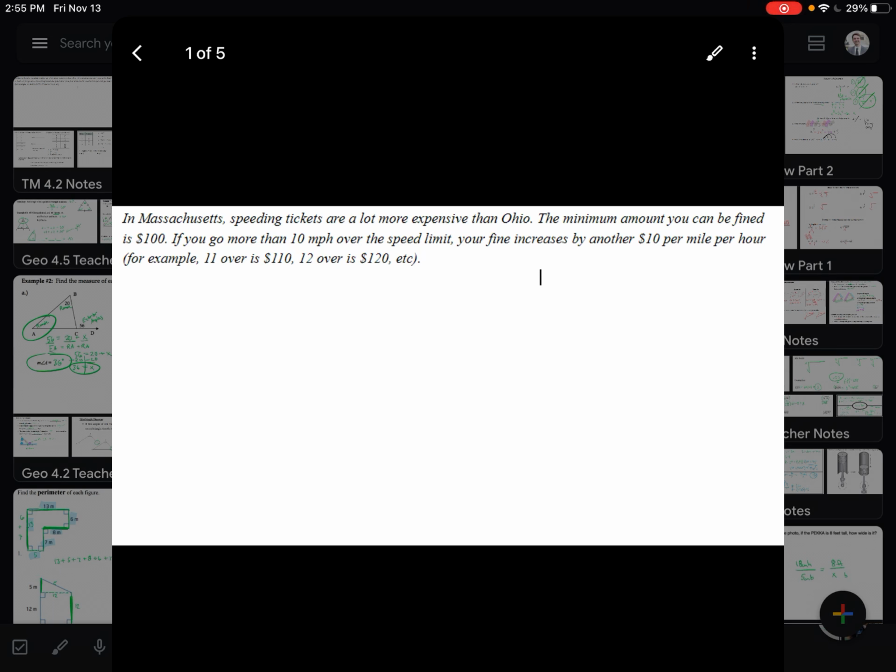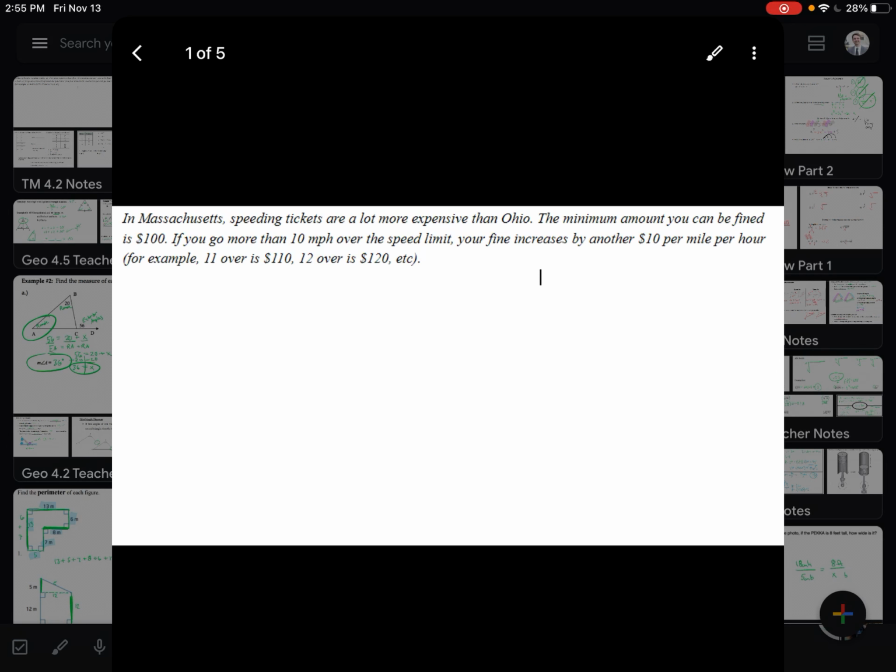So to start us off, another real world example of a real function. So moving to Ohio, saw some of these speeding fines were kind of surprising. Now, obviously I wouldn't know from personal experience or anything like that, but in Massachusetts where I grew up, speeding tickets were pretty expensive. So no matter how much you were speeding, if it was half a mile an hour over to 5 miles an hour over, $100 minimum fine. And after that, after you hit 10 miles an hour, it goes up by $10 per mile an hour.